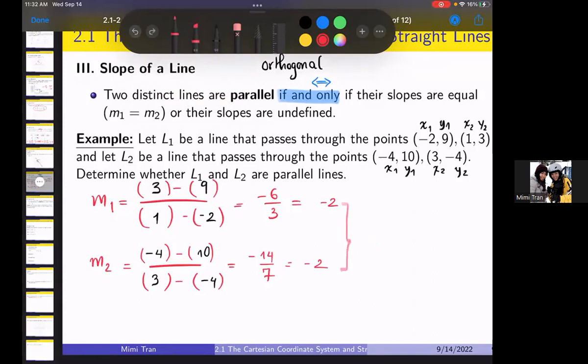Oh no, I don't want to write. So m1 equals m2. That means they're parallel. Sometimes I do it just like that. I'm lazy, I don't want to write it out. By the way, I post the notes on Moodle. If you miss something, you can always go back.